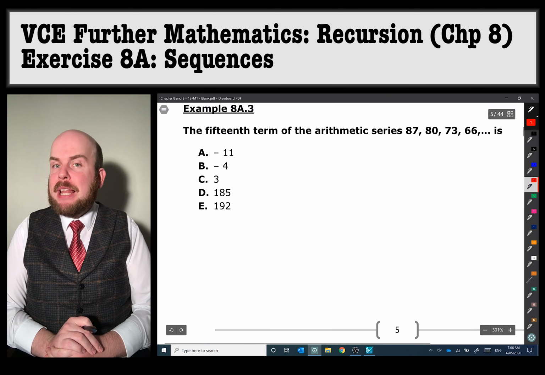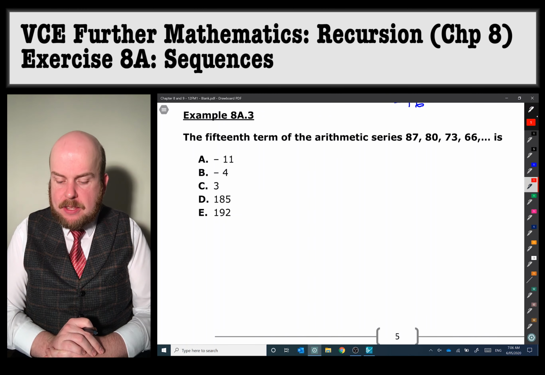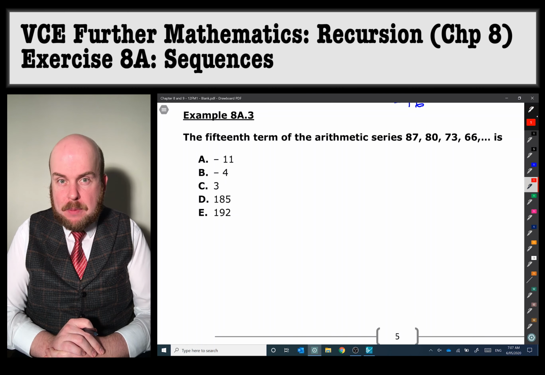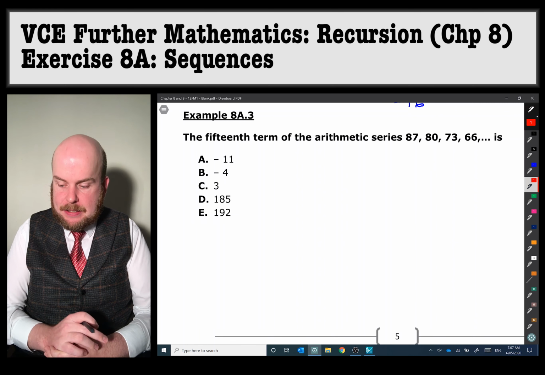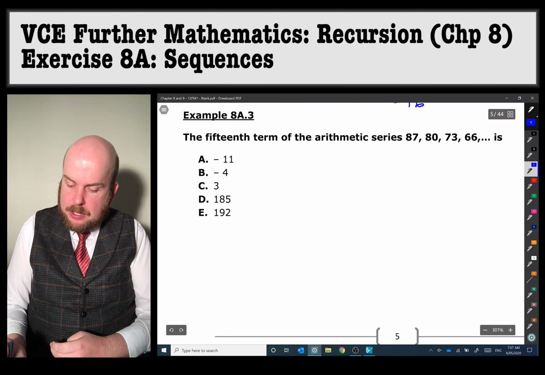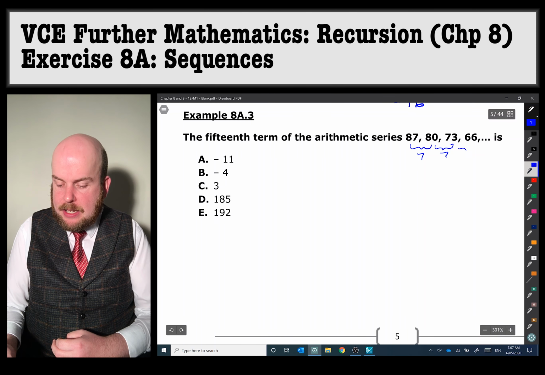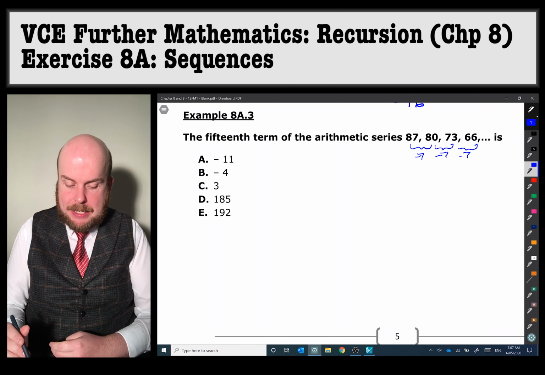Example 8a.3. The 15th term of the arithmetic sequence 87, 80, 73, 66 is? Okay, so now we need to know what the 15th number is. Well, it probably would be useful for us to be able to identify what the pattern is. So from 87 to 80, it's going down by 7. From 80 to 73, that's going down by 7. From 73 down to 66, it's going down by 7. So it seems to be a consistent pattern of going down by 7.